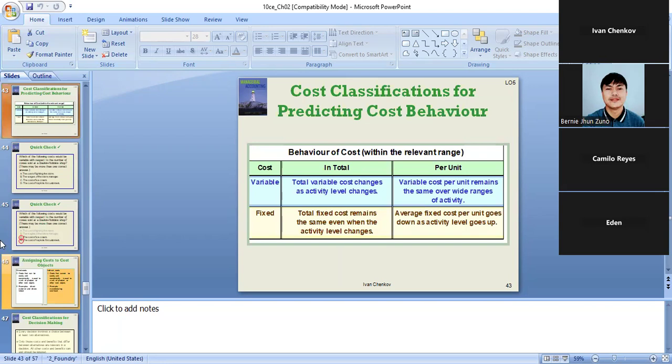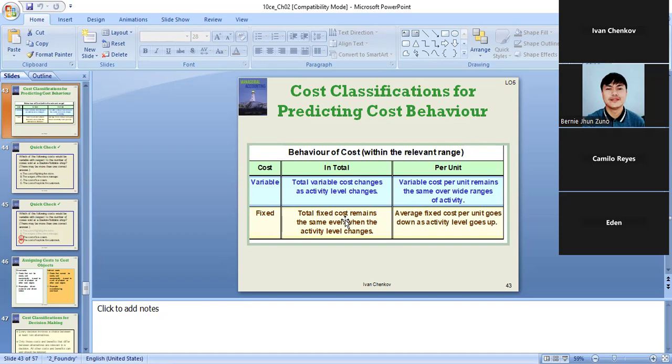So variable cost, again, we're going to repeat this one more time today. Variable cost in total always changes with the level of activity. More you're using it, more you have to pay. Less you're using it, less you pay. Not using it, not paying. But per unit, always going to stay the same. It doesn't matter how many pounds of potato you're buying, the price per pound is $1. If you don't buy, $1. If you're buying 10 pounds, $1 per pound.